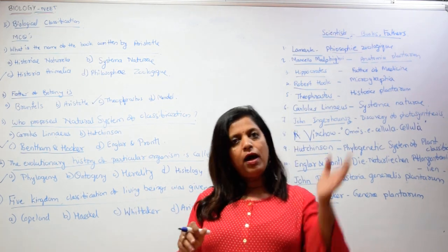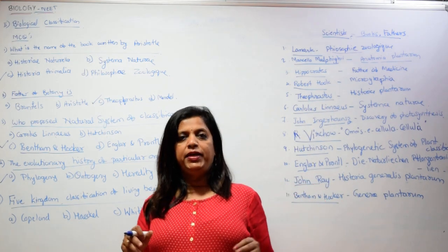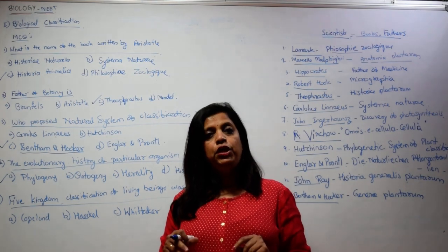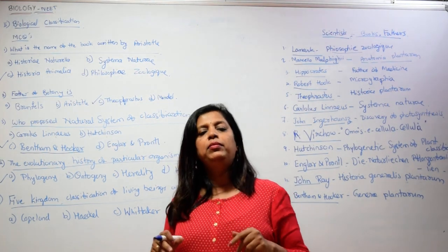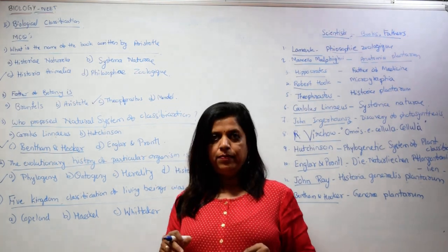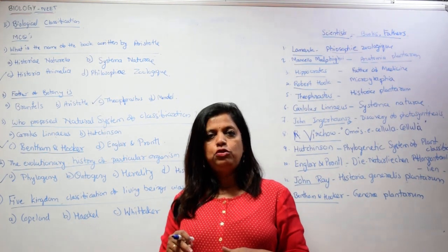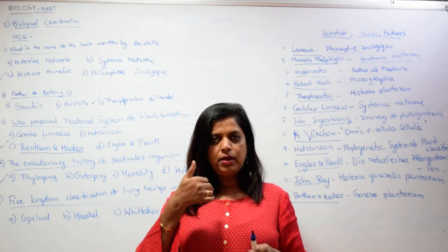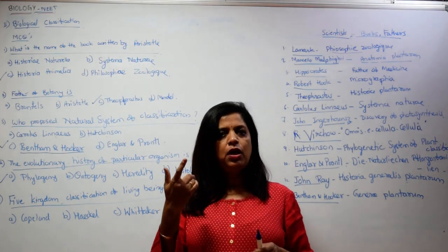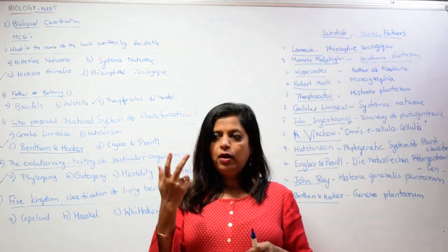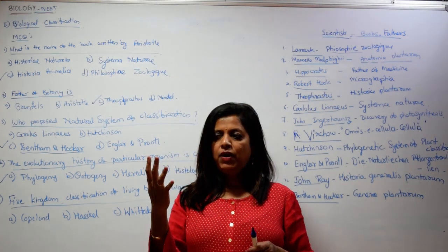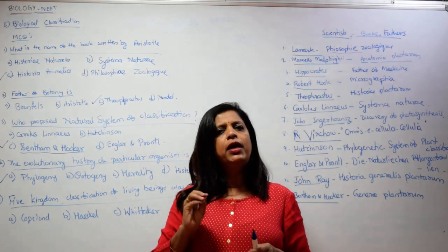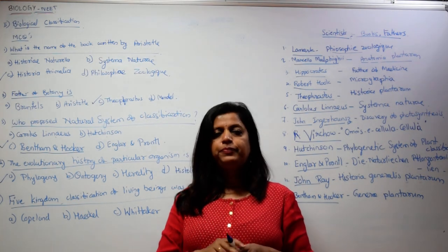Okay. Then the last was given by R.H. Whittaker. Whittaker gave a 5 kingdom classification which included one more kingdom. Its name was fungi, that is Mycota. So according to Whittaker, there are 5 kingdoms: Monera, Protista, Mycota, Plantae, Animalia. There were 5 kingdoms according to him. Till today we are accepting the same classification.